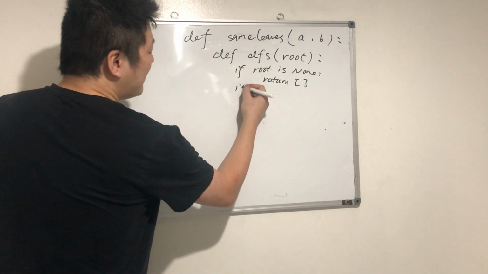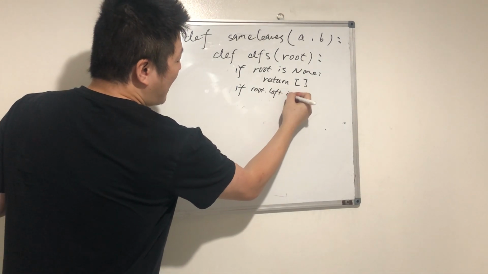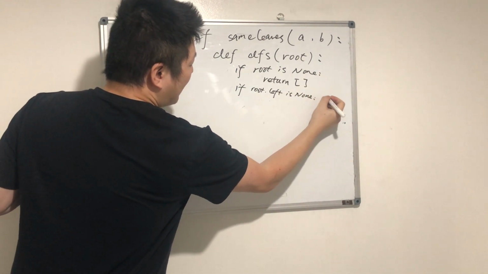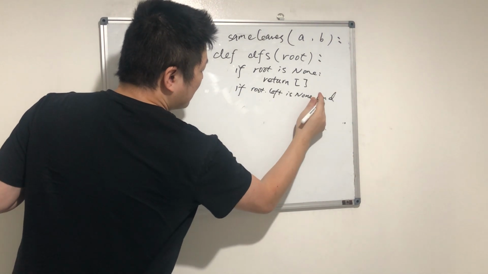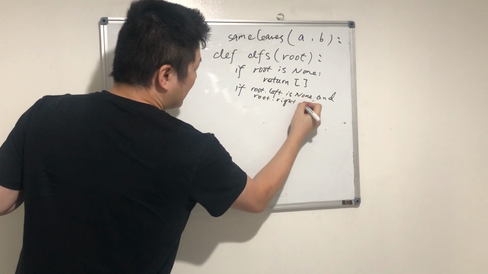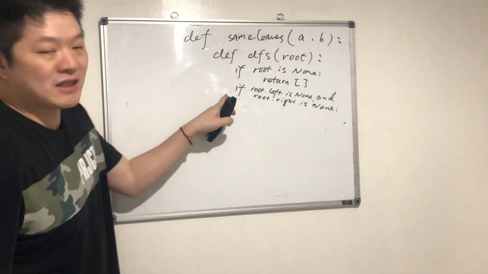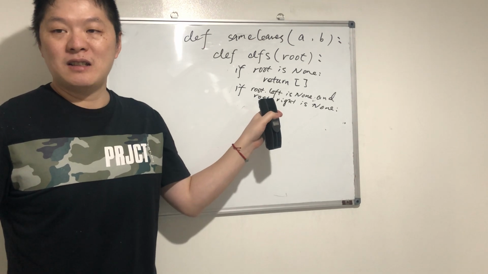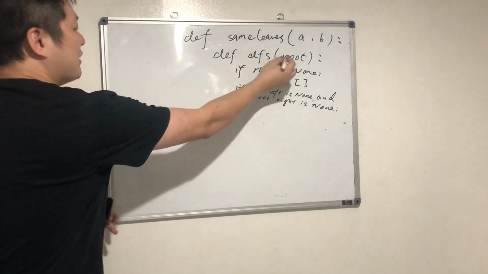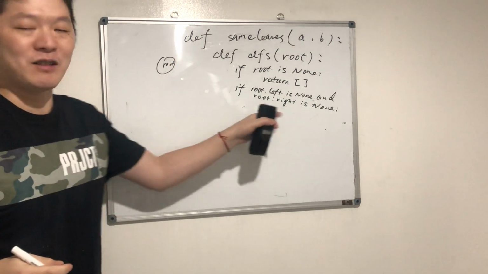Okay? Then, if root dot left is none and root dot right is none, so what does it mean here? What does this mean? If root dot left is none and root dot right is none, what does it mean?